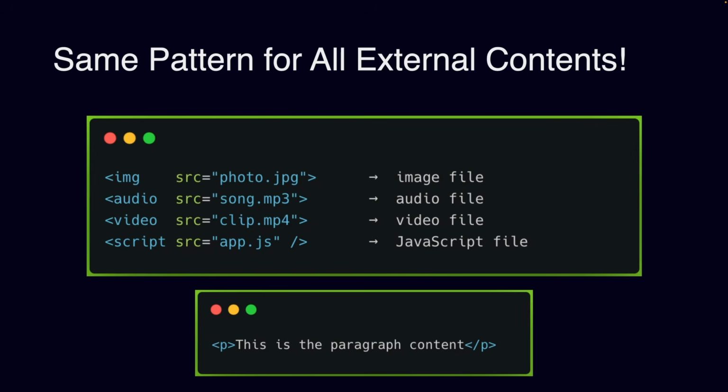Here are some examples. We have seen the image, we have audio and video, those are external contents too. We can have script files like app.js for a JavaScript file, and that is captured the same way. It's a separate file. We capture the address that leads to that file in our HTML.